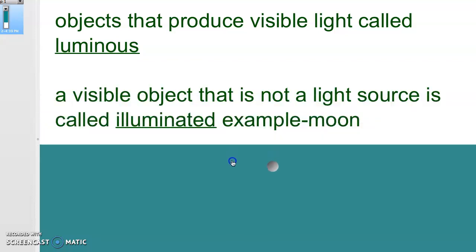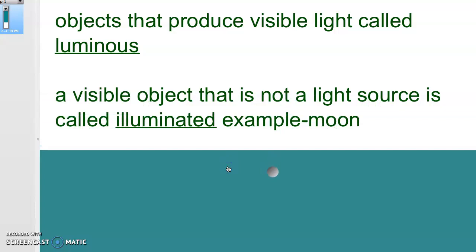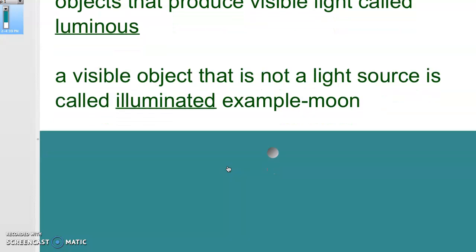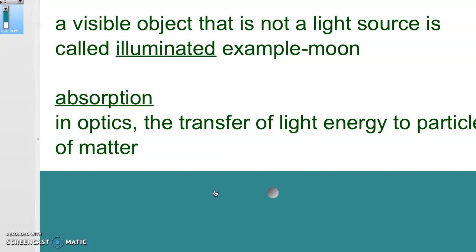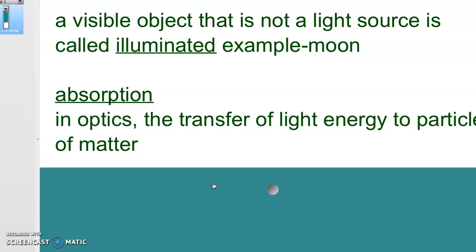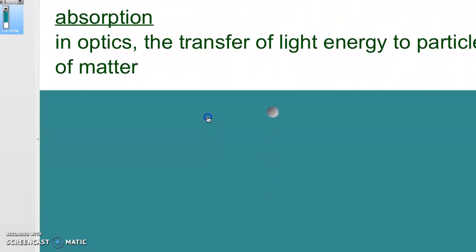The sun, for example. Now, if something is illuminated, right, it is not a light source, but you can see light through it. So the moon is a great example of a visible object that's not a light source, but it's illuminated. So the moon would fit into that category. Then we have what's called absorption. So in optics, it's the transfer of light energy to particles of matter. So absorption happens a lot, right?